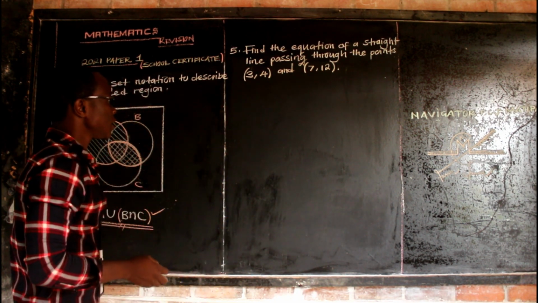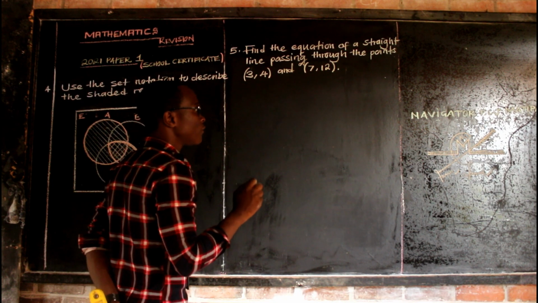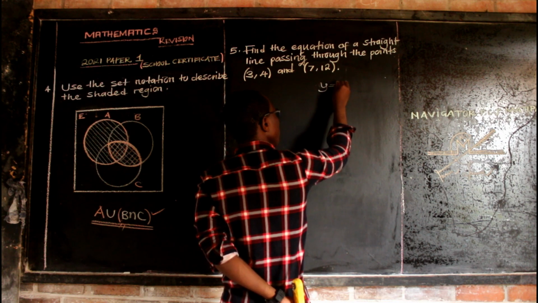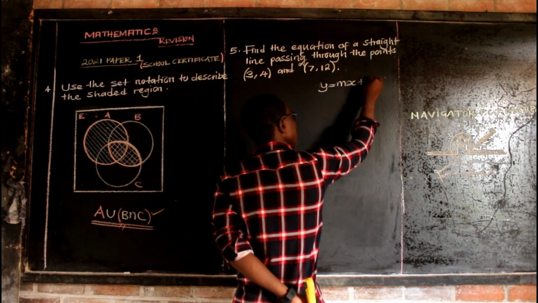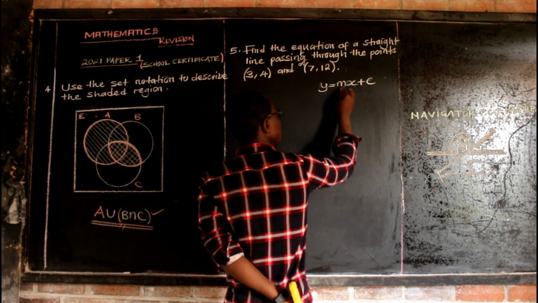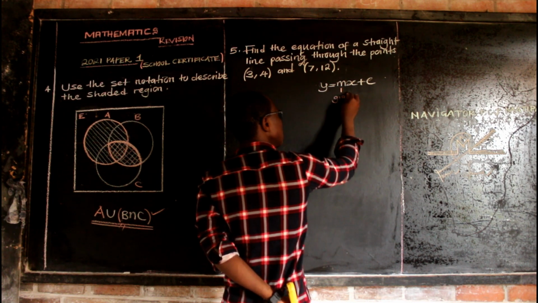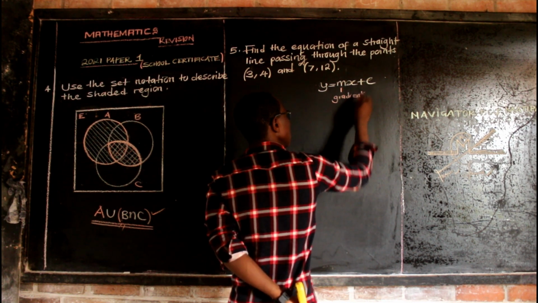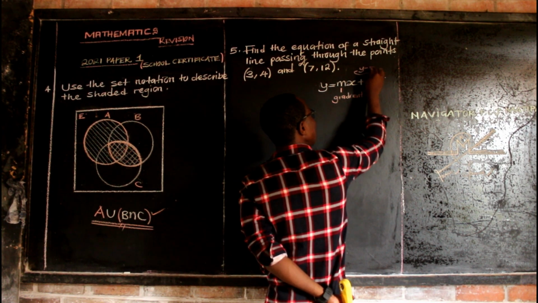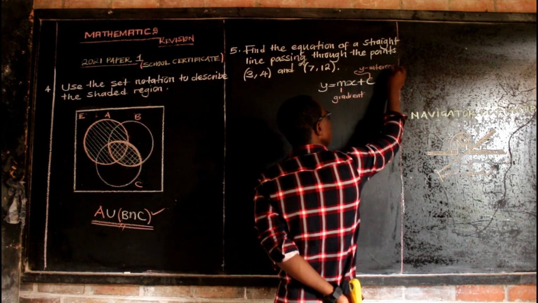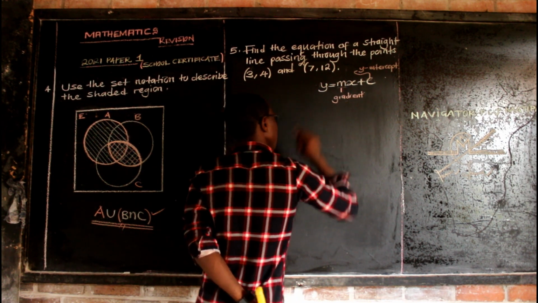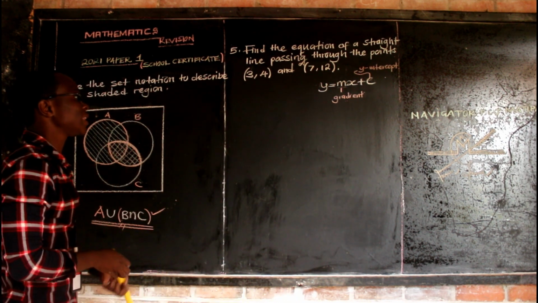In this case, we know that the general standard equation of a straight line is given by y is equal to mx plus c. That's the standard, where this m is the gradient, and c represents the y-intercept. So c represents the y-intercept, m represents the gradient.